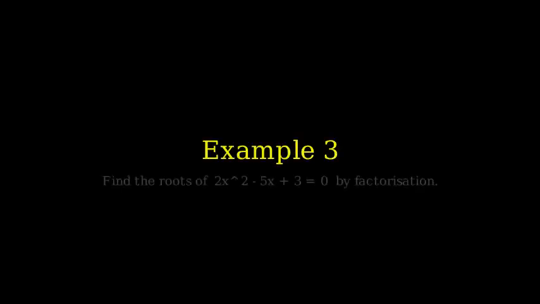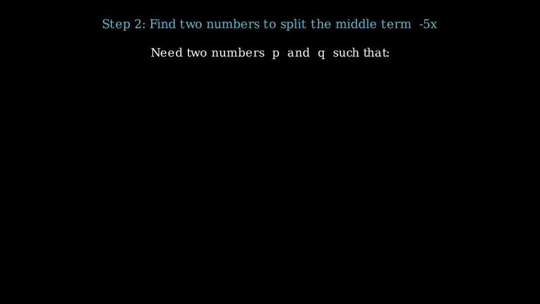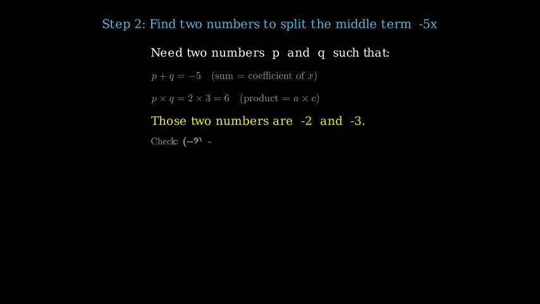Example 3. Find the roots of 2x squared minus 5x plus 3 equals 0 by factorization. Step 1. Identify the coefficients. a equals 2, b equals negative 5, c equals 3. Step 2. Find the split numbers. We need p and q such that p plus q equals negative 5, and p times q equals 2 times 3 equals 6. The numbers are negative 2 and negative 3, since negative 2 plus negative 3 equals negative 5 and negative 2 times negative 3 equals 6.